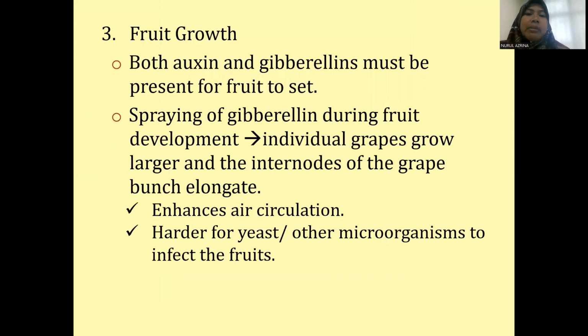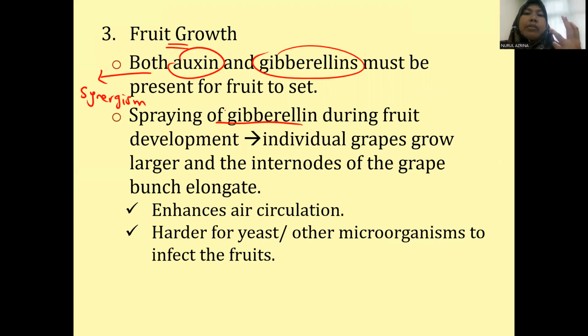Okay, another function of gibberellin is another G, growth. Both auxin and gibberellin, so this is another example of synergism. Both auxin and gibberellin must be present for the fruit to set. By spraying gibberellin, it will induce fruits like grapes, the individual grapes, to grow larger, and the internodes between the grapes will elongate. So let's say this is one internode, this is another internode, this is one grape and another grape. The internode of the grape bunch will elongate.